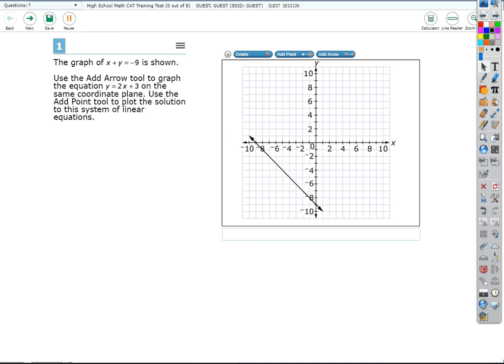So for now, everybody, even if you're not done with those, go ahead and close them all up and just focus up here. And we'll go through each of those questions. It says use the add arrow tool to graph the equation y equals 2x plus 3 on the same coordinate plane. Use the add point tool to plot the solution to this system of linear equations.